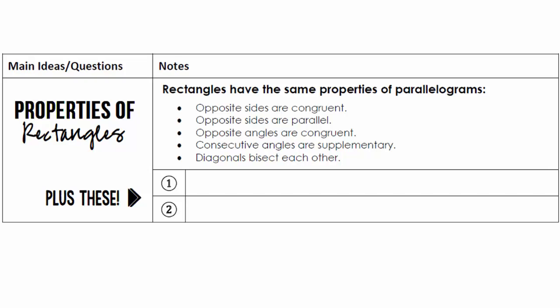But if you notice here at the bottom, there are two extra properties that we must talk about. The first one, as we all know, is that rectangles have four right angles. A rectangle is a quadrilateral which has four sides, so it has four angles. All of the angles are right angles, which means they are 90 degrees, and which also means that they are congruent.